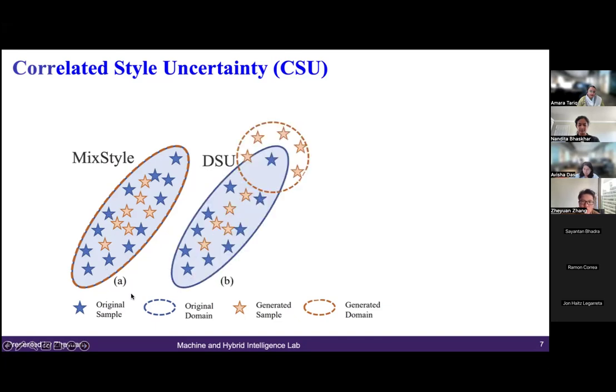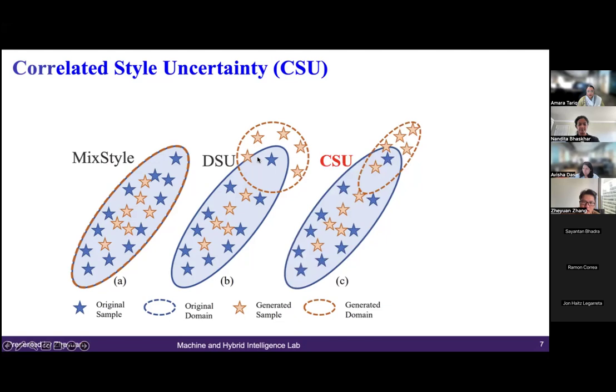Going beyond that, there is a work called DSU, distribution style uncertainty. It tries to go beyond the original data distributions by adding some simple Gaussian noise to the original samples. But the thing is that by adding naive Gaussian noise, the added noise itself can cause some unstable training. This is mainly because the introduced noise ignores the correlation between feature channels. For most classification tasks, this correlation between different channels plays a very important role in this kind of recognition.